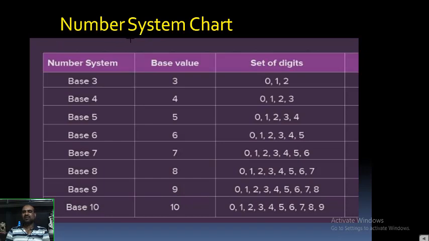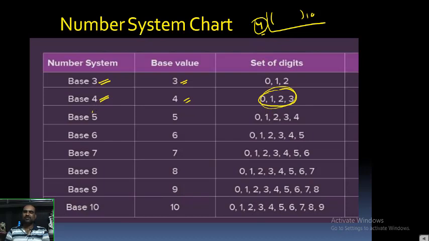Students, number system chart. Base 3, base value 3, the digits in that number are 0, 1 or 2 only. Take a number with base 4, base value 4, the digits will be 0, 1, 2 and 3, because these are obtained by a number with base 10 divided by 4. So any number divided by 4, obviously the remainder should be less than 4 only. That's why the digits are less than 4.